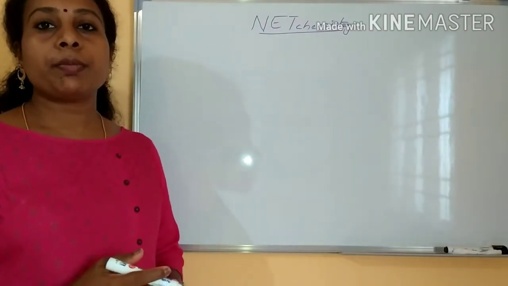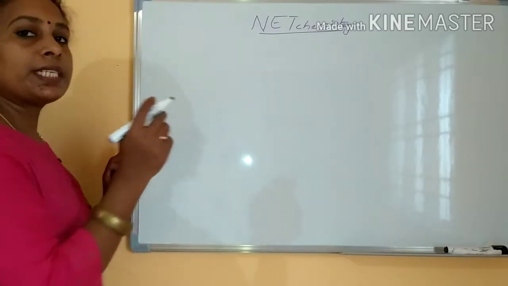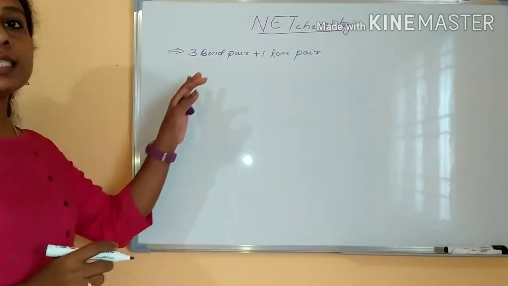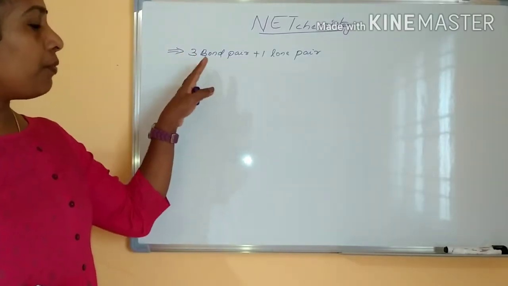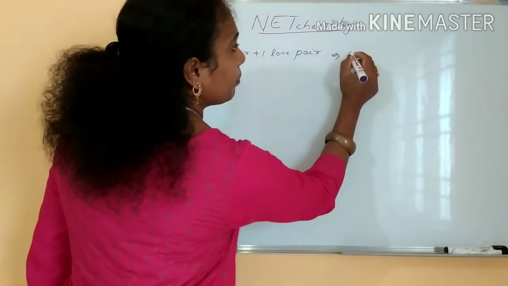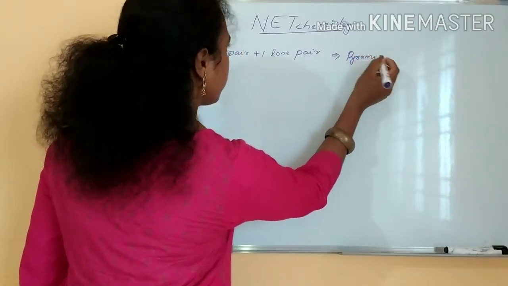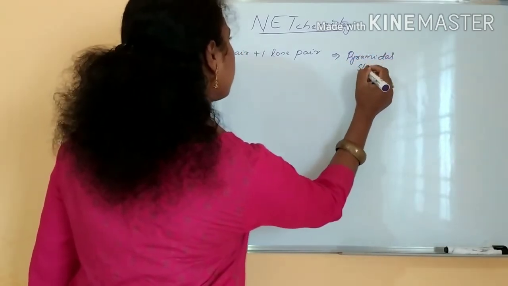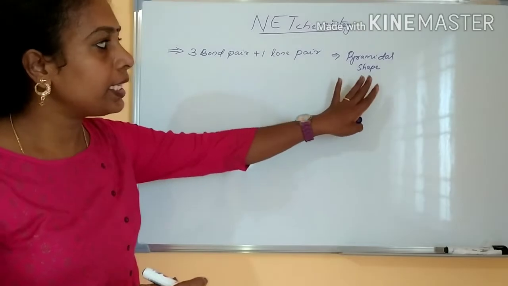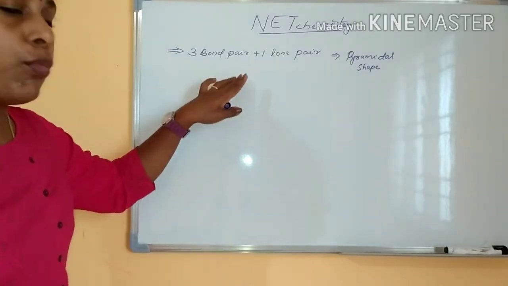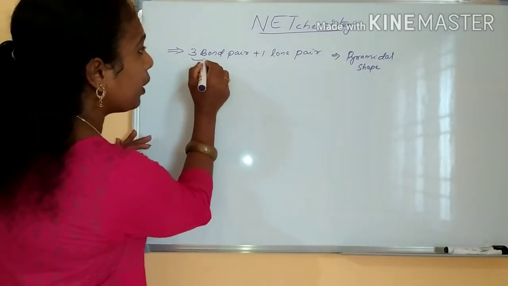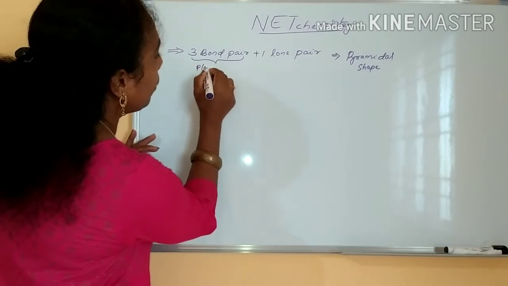So let us start with the VSEPR theory. The first three conditions we have already discussed. The next is the 3 bond pair plus 1 lone pair condition. If 3 bond pair plus 1 lone pair are present, the molecule will be pyramidal in shape. We have seen that 3 bond pair alone present will be a planar triangular molecule.